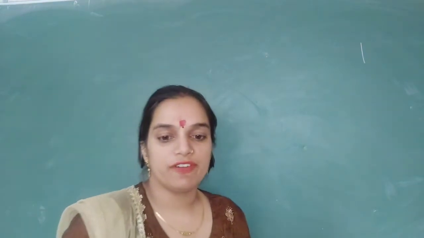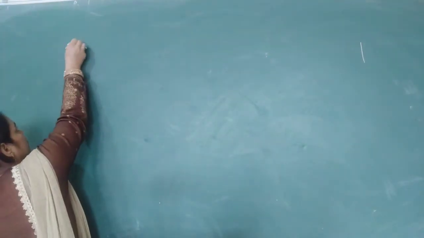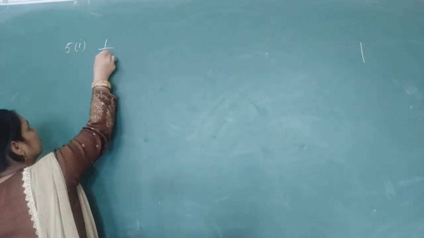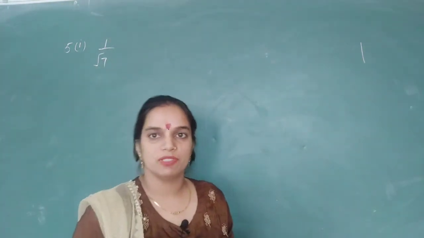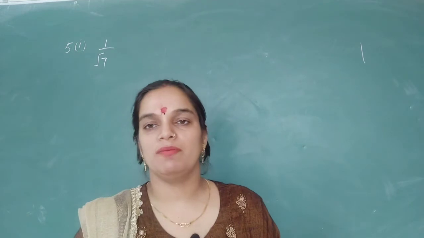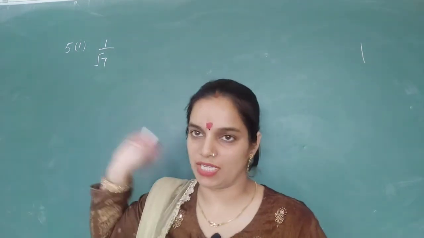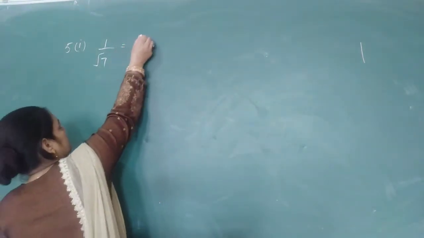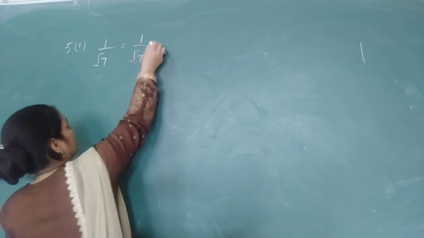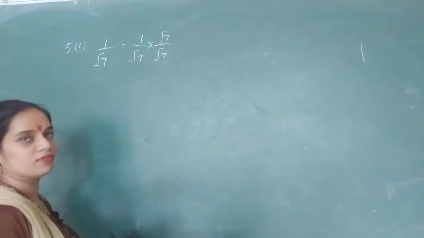I am taking the first part of question number 5, that is 1 divided by root 7. We have to rationalize the denominator, that is root 7. So we will multiply both numerator and denominator by the same number that is given in the denominator, which is root 7. Like this, 1 divided by root 7 multiplied by root 7 divided by root 7.